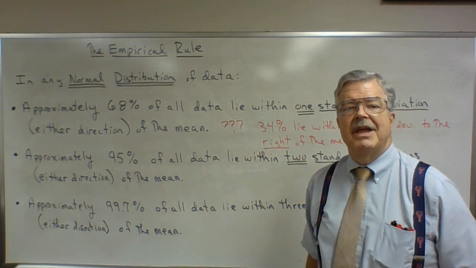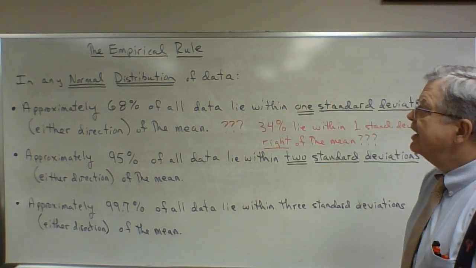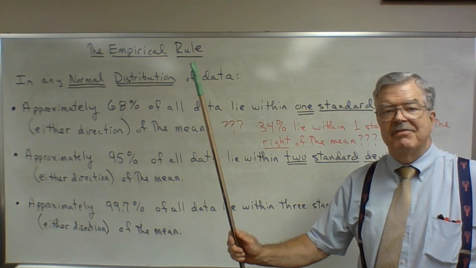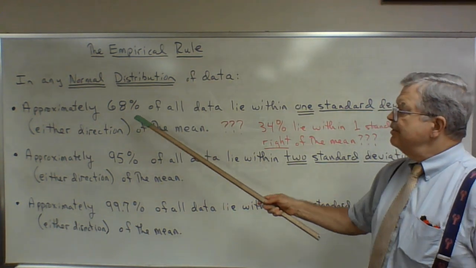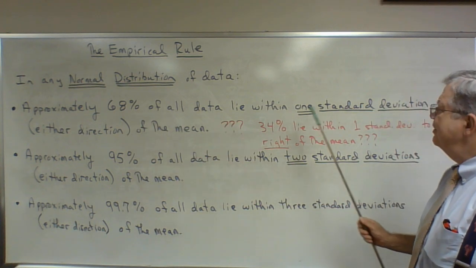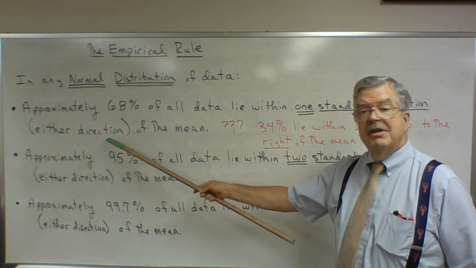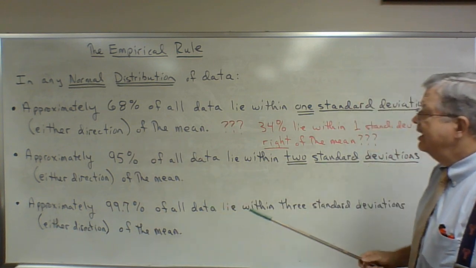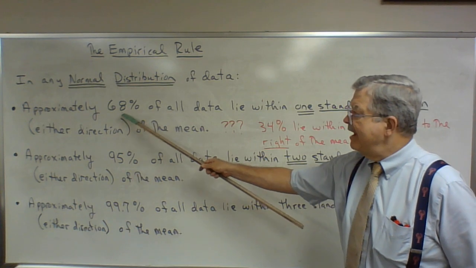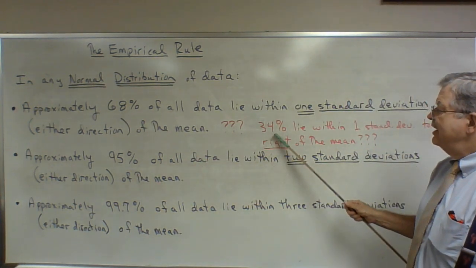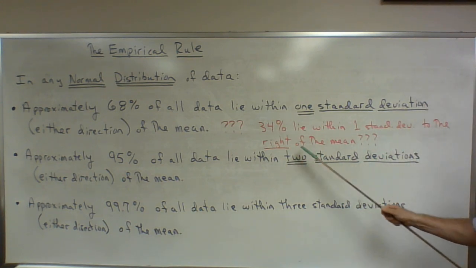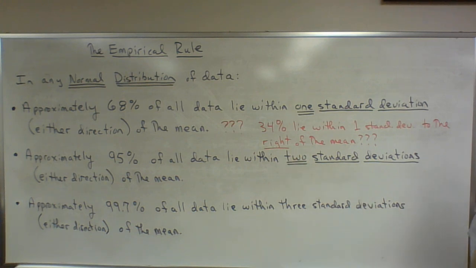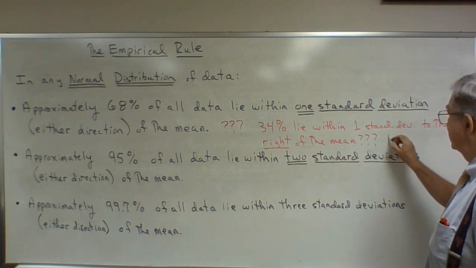Okay, let's see what implications we can draw from symmetry. Since the right half of the graph and the left half of the graph are exactly the same, they're mirror images of one another, and since it's true that 68% of all data lie within 1 standard deviation to the right or to the left of the mean, can we say that half that number, 34%, lie within 1 standard deviation to the right of the mean? Absolutely. The answer is unequivocally yes.